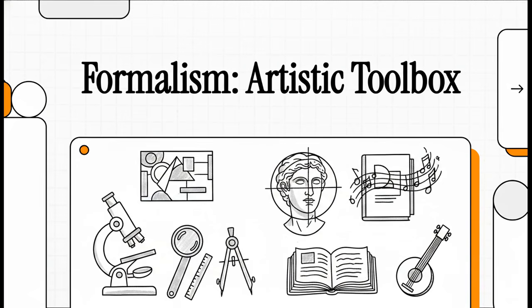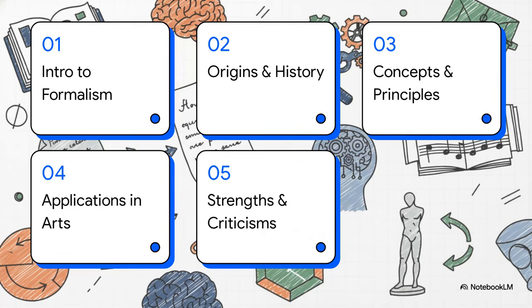Let's get into it. Okay, here's our quick syllabus for today. We'll start with an introduction of formalism, trace its origins and historical development, unpack its core concepts and principles, look at its applications across the arts, and then finally, evaluate its strengths, criticisms, and legacy.